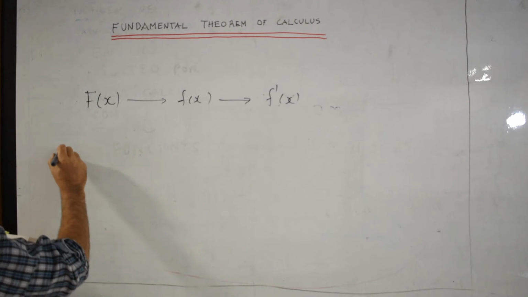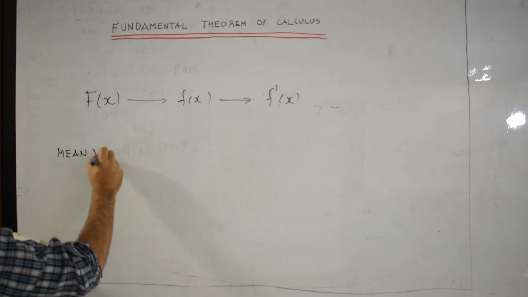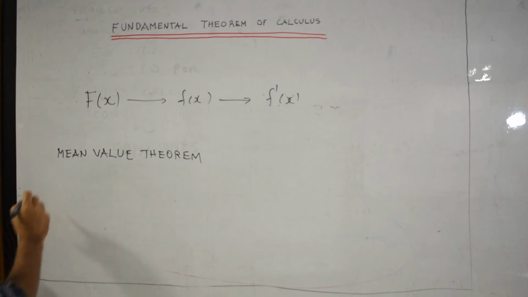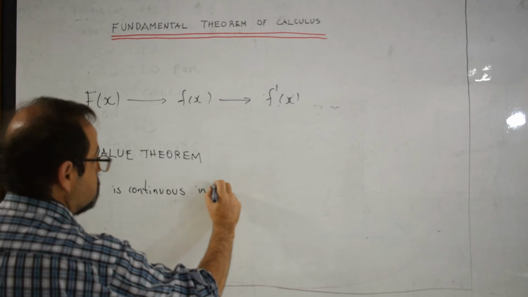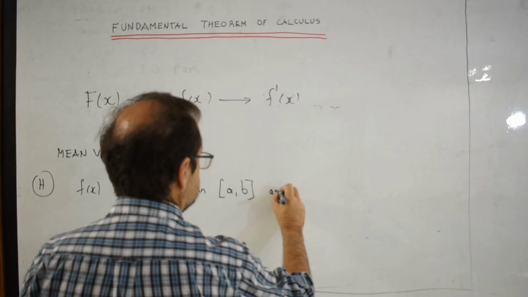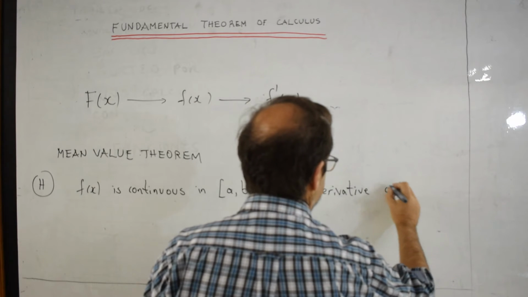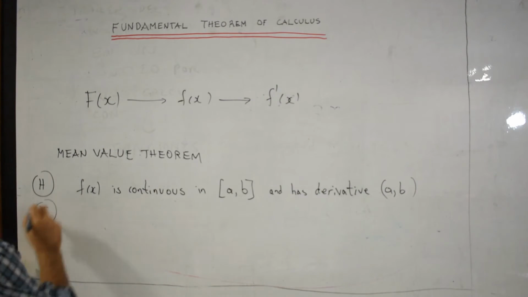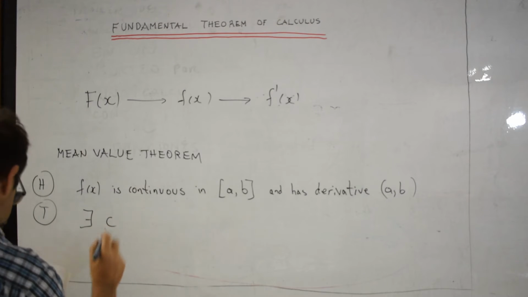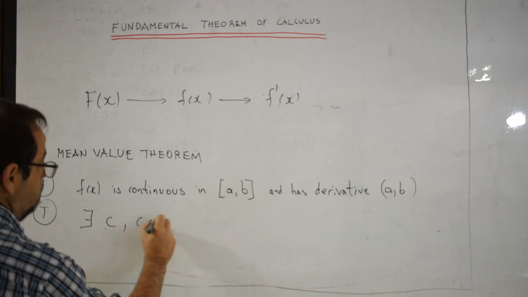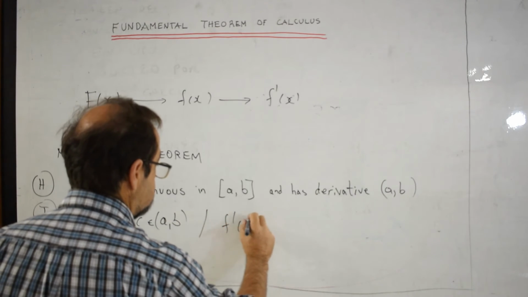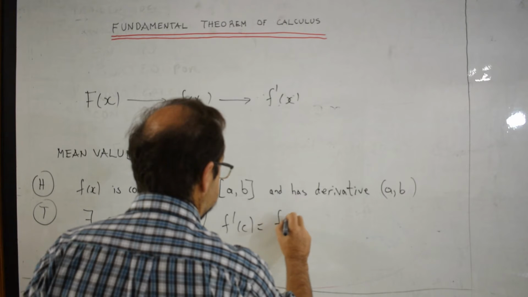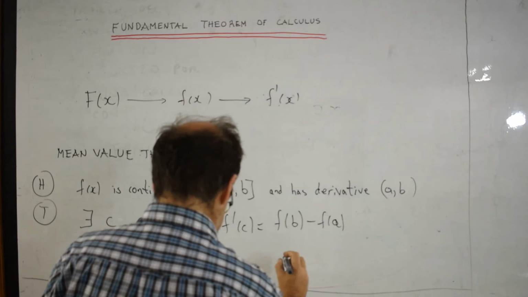Let's put the mean value theorem. This states that, hypothesis, if f of x is continuous in a closed interval [a, b] and has derivative in the open interval (a, b), therefore the thesis says that there exists a c that belongs to the open interval (a, b), so that the derivative at c is equal to f of b minus f of a divided by b minus a.